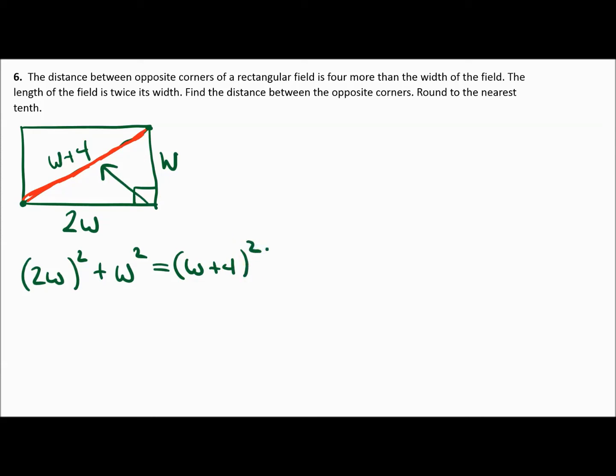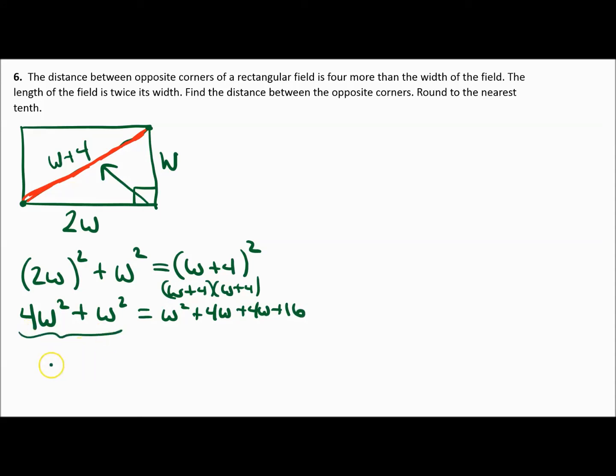Now I need to simplify this equation. So 2w squared is going to give me 4w squared, plus w squared is equal to, and then on the other side, we're going to FOIL w plus 4 times w plus 4, which is going to give me w squared plus 4w plus 4w plus 16. Now I need to simplify this as much as possible. I'm going to add like terms on the left. It's going to give me 5w squared. On the right, I have w squared plus 8w plus 16.